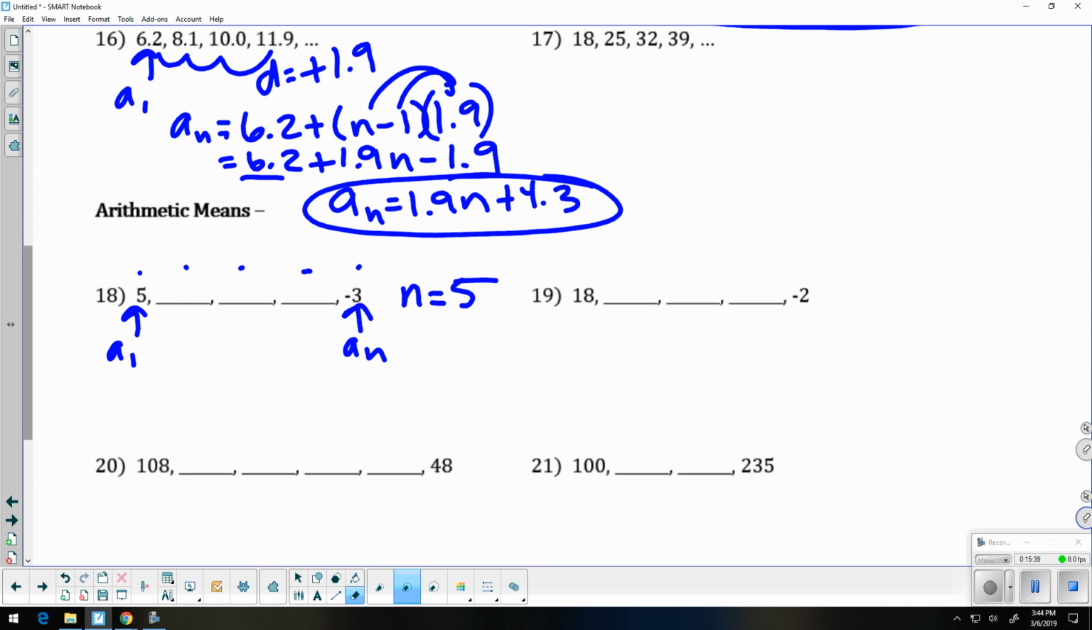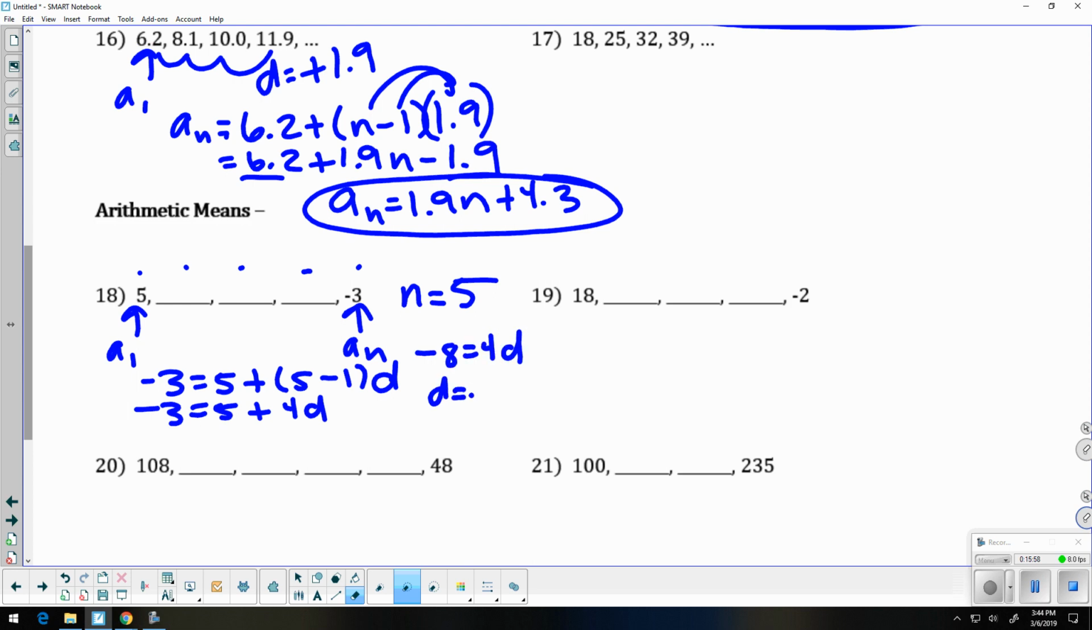So again, plug it into the formula, and we're going to be solving this for D. You'd have -3 equals 5 plus n minus 1 times D. Now I'm solving for D. So it'd be -3 equals 5 plus 4D. Subtracting 5 gives -8. Dividing by 4, D comes out to be -2. I need to subtract 2 from each number to fill in those blanks. So 5 minus 2 is 3. 3 minus 2 is 1. 1 minus 2 is -1, and then -1 minus 2 is -3.